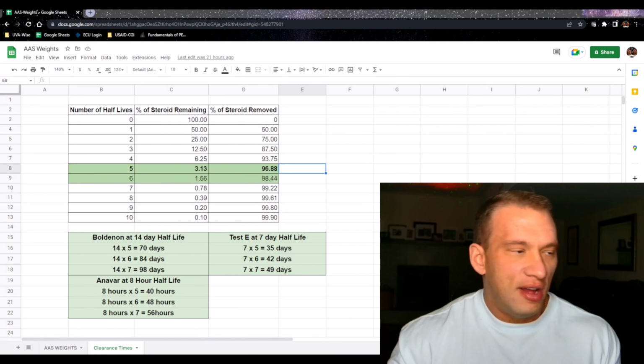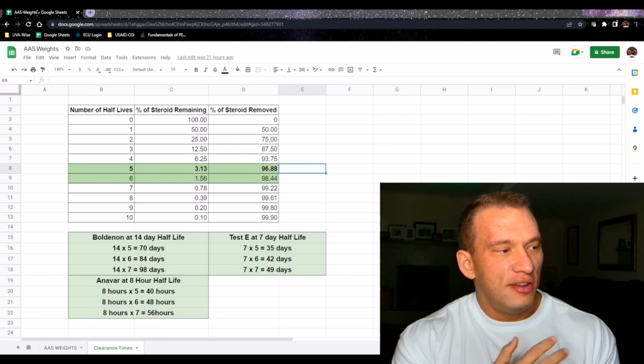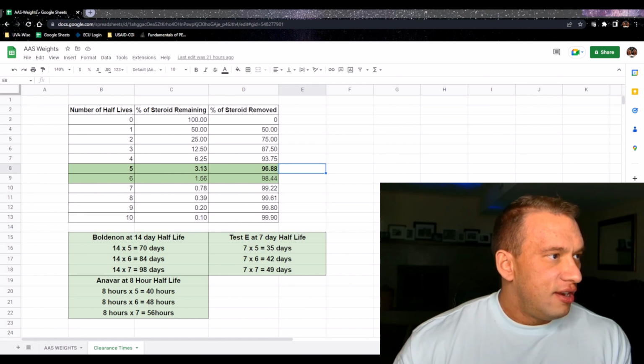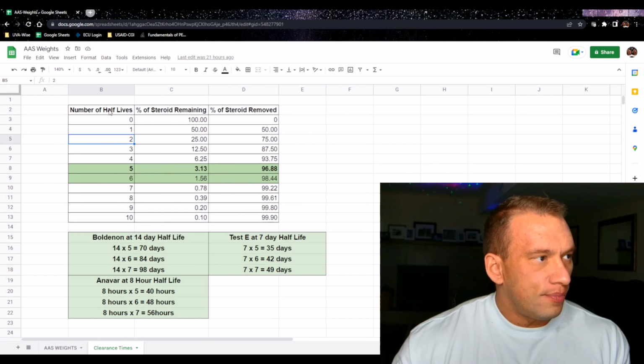But right now, I'm going to show you guys how to figure out if something is still in your system, and if it is, how much is actually still there. All right, I'm sure everyone's heard of half-lives, right? That's kind of the key to this whole thing. Now I have a chart that I use all the time, and we're going to go through it, and I think you're going to understand exactly what I'm talking about.